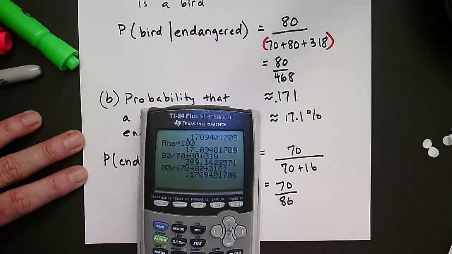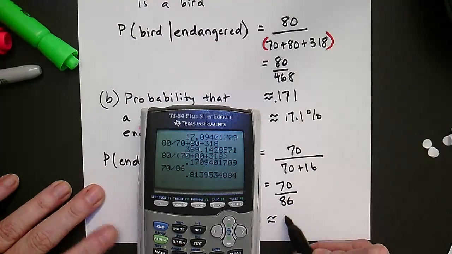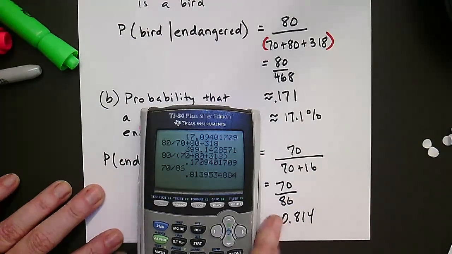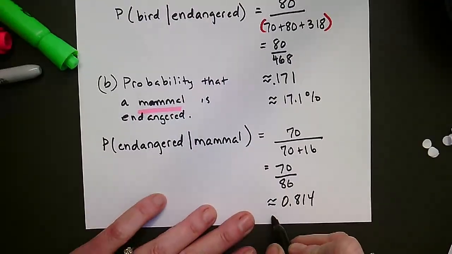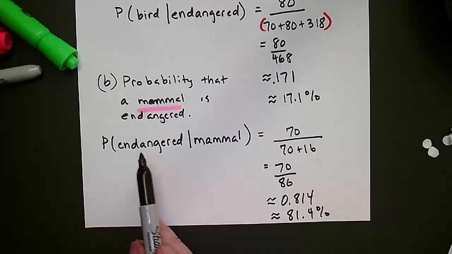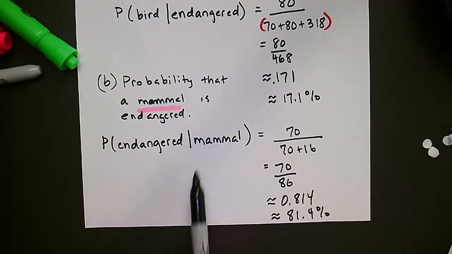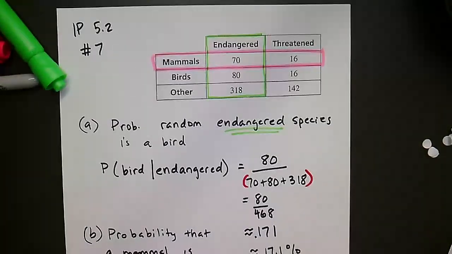The calculator will do that computation for me. 70 divided by 86. And I get about 0.814. So that is roughly 81.4%. So the probability that I have an endangered species, given that it's a mammal, is about 81.4%, based on the information in this given table.